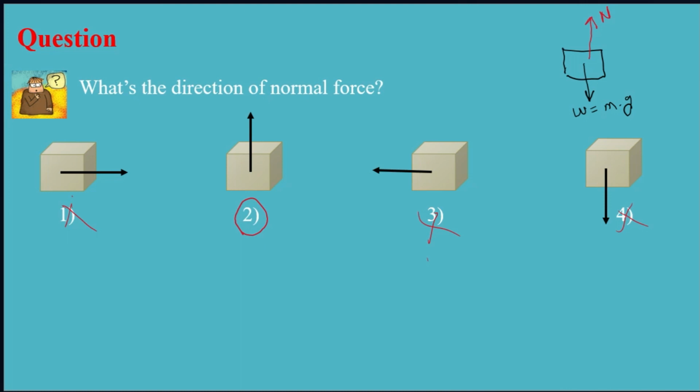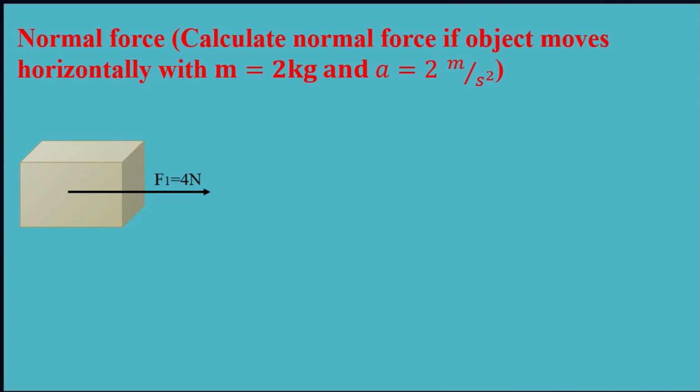Now let's go back to the example I left for you in the last video. Here I need to find the normal force applied to the object that has a mass of 2 kilograms and moves with an acceleration of 2 meters per second squared in the horizontal direction. Okay, so we know that the weight is going to be downward, right? And the normal force must be upward, correct?